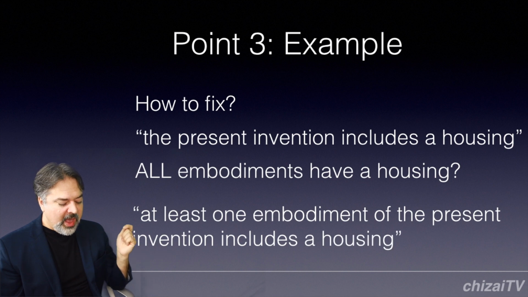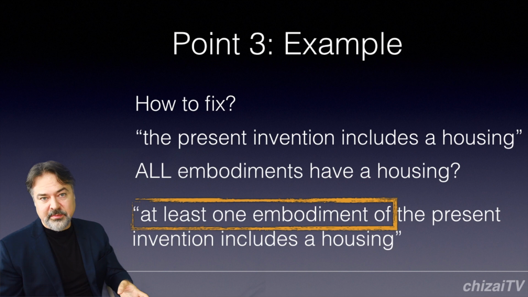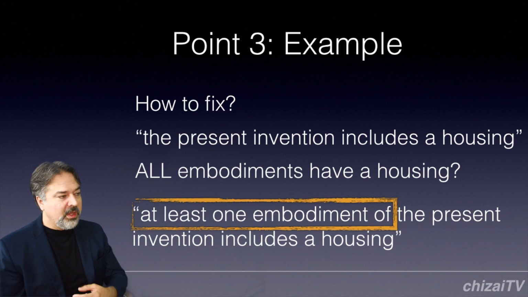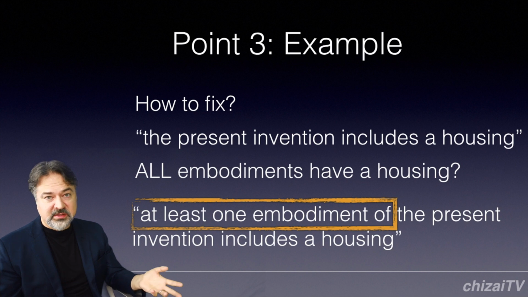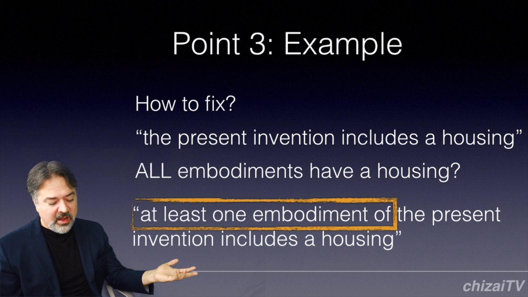So right here, at least one embodiment of the present invention includes a housing. So this means an embodiment is merely an example of your invention. An embodiment could be one claim. One claim could be a claimed embodiment of your invention. At least one embodiment means at least one of every disclosed example, at least one has a housing. So some of them may not have a housing, and that's okay.